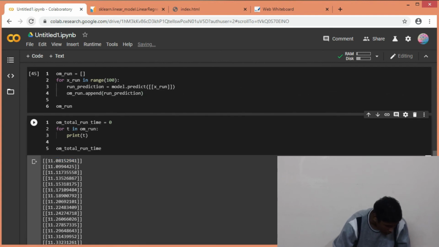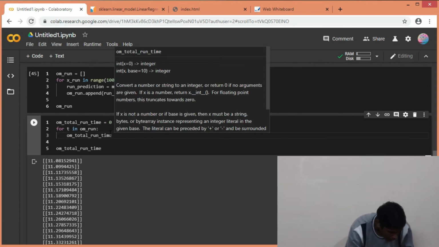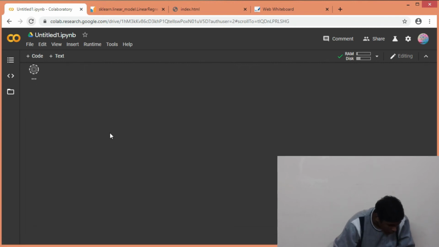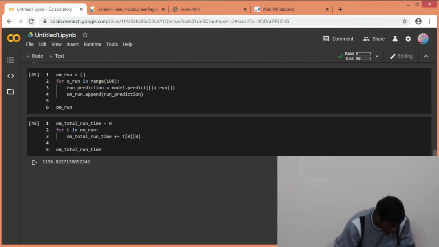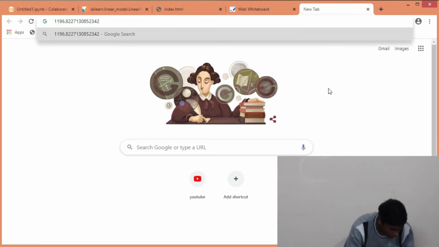So what I need to do is take its first element, and I need to say total runtime plus equals t, and then I need to mention it. Okay, now I got it. Now let's see how it is. Probably a very huge number. Yeah, so this is a raw number of seconds. So let me just see how much time it is actually.